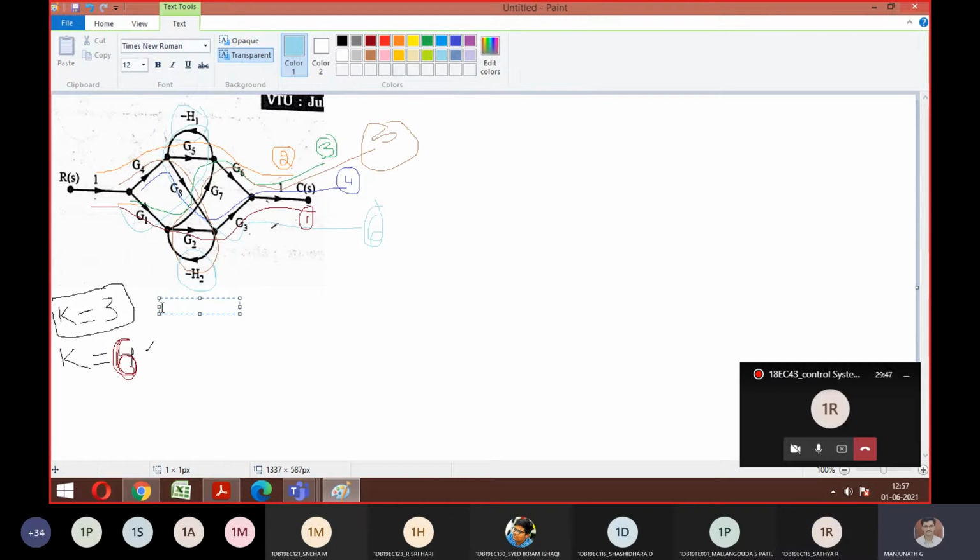Once you trace it, your target is to write the formulas. So T1 equals the path G1, G2, G3. Good. Next, T2: G4, G5, G6. Good. Next, T3.